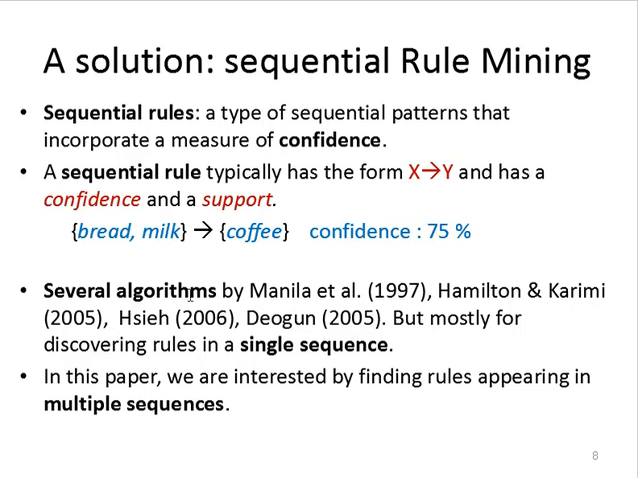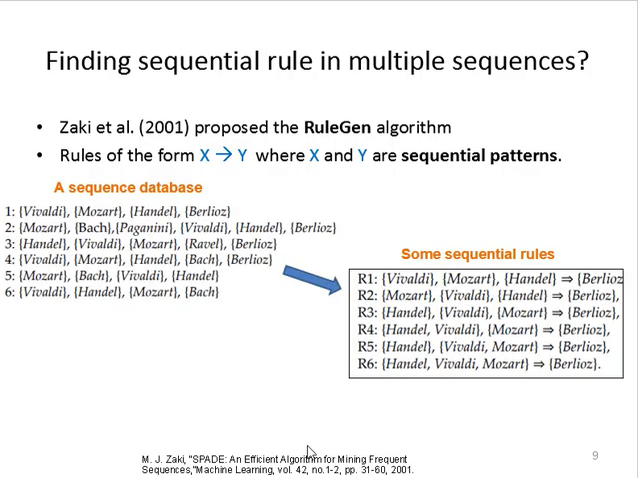So there have been several algorithms to find different types of sequential rules, but many of them will only find the rules in a single sequence, not in a sequence database, like many sequences. So in this paper, we want to find the rules that appear in multiple sequences. Okay, so let me show you some idea about this. How can we find the sequential rules in multiple sequences?